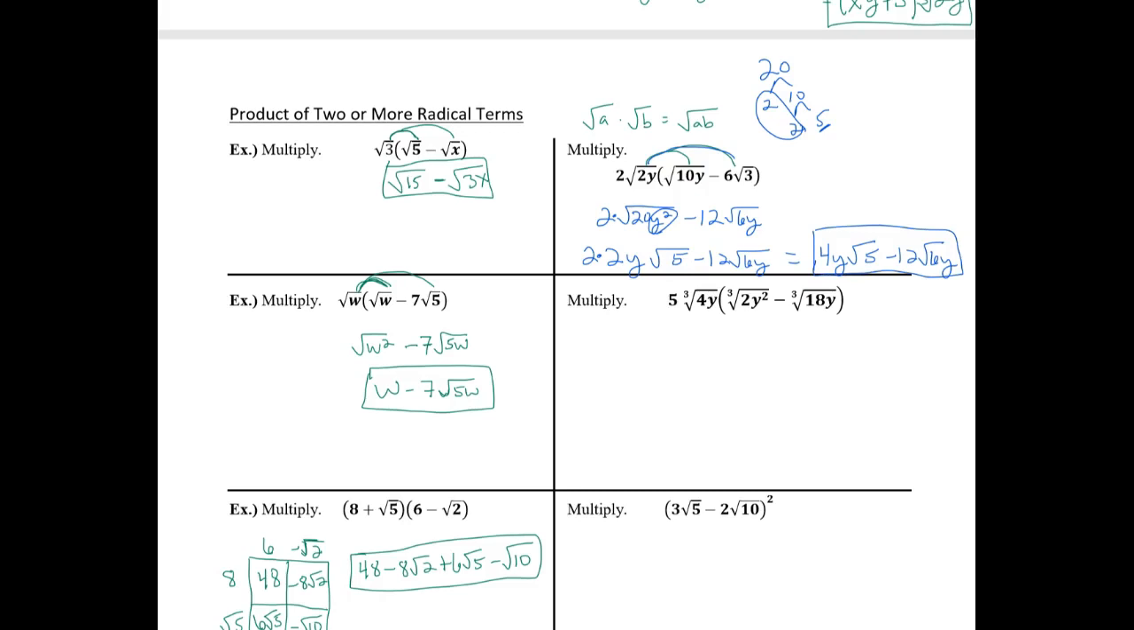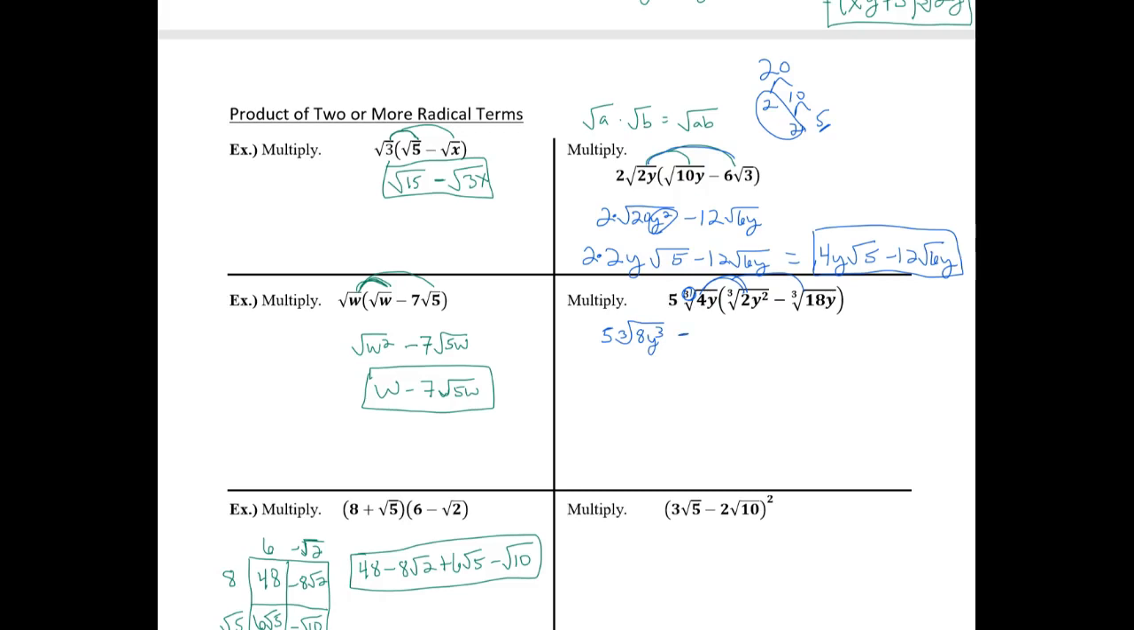We're going to do the same thing here with this cube root. So again, pay attention to what it is you're multiplying. I have 5 times the cube root of 4y. I'm going to first multiply it by the cube root of 2y squared. That 5 is outside the radical, stays outside. We have a cube root, and 4y times 2y squared is 8y cubed. 4 times 2 is 8, y times y squared.